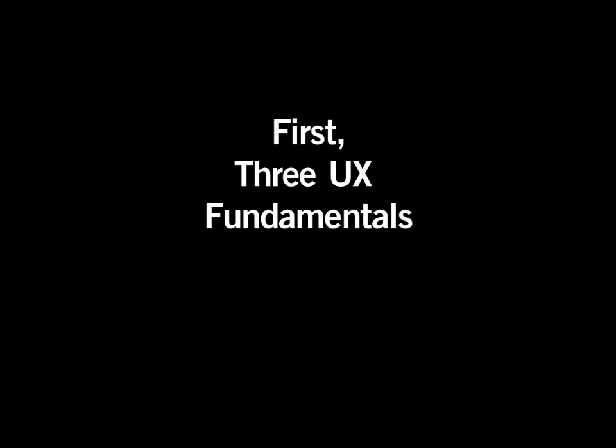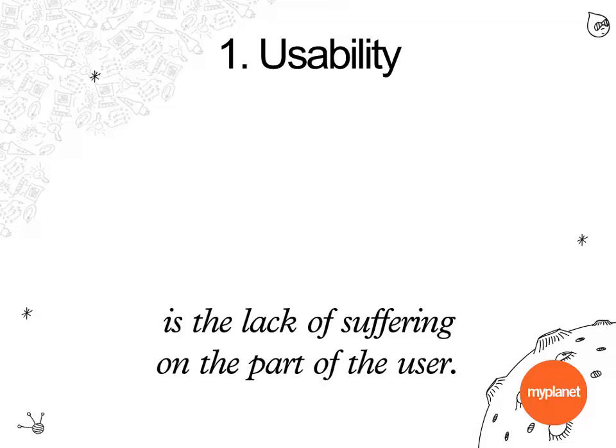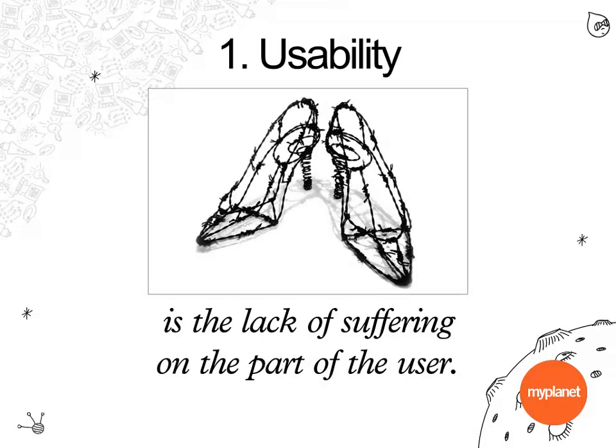First, I want to talk about 3 fundamental concepts from the user experience point of view. These are sort of 3 tricks of the trade that I use routinely. The first is a good definition of usability. From my point of view, usability is simply the lack of suffering on the part of the user. That's why I like this image, the image of barbed wire dancing shoes, because, of course, if you were to use them, it would hurt. You would be suffering. It's a good visual metaphor for the scenario that we're trying to avoid in terms of UX design.